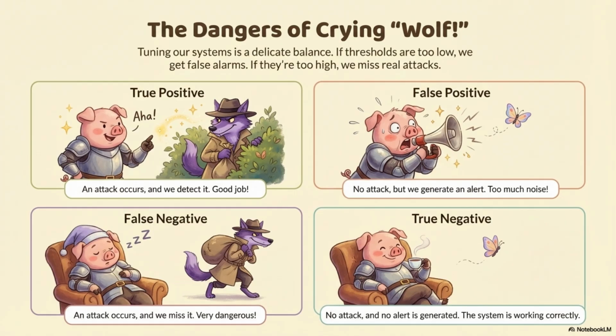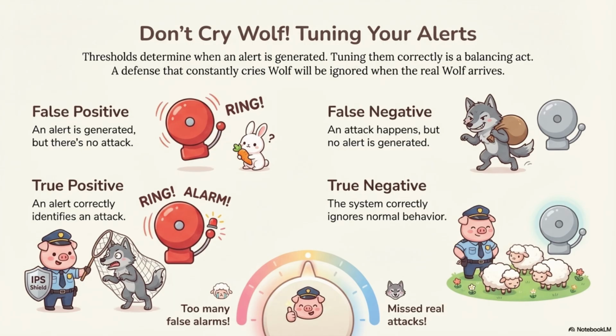A false positive occurs when an alert is generated without an actual attack. A false negative occurs when an attack happens without detection. A true positive correctly identifies an attack, and a true negative correctly ignores normal behavior. Administrators tune thresholds to reduce noise without blinding the system, because a defense that constantly cries wolf will be ignored when the real wolf arrives.